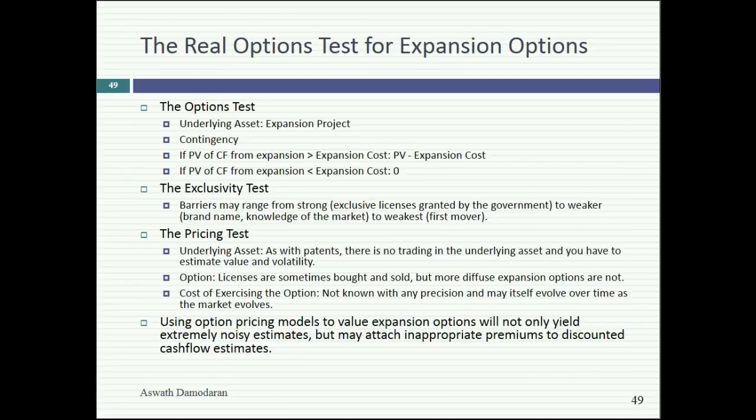I forgot to do this. When I talked about natural resource options, I might have skipped this page. Where does the exclusivity come from there? We talked about how having undeveloped reserves, which are non-viable, can be options. Where does the exclusivity come from?